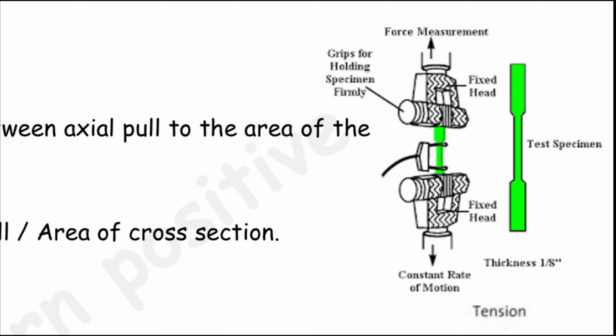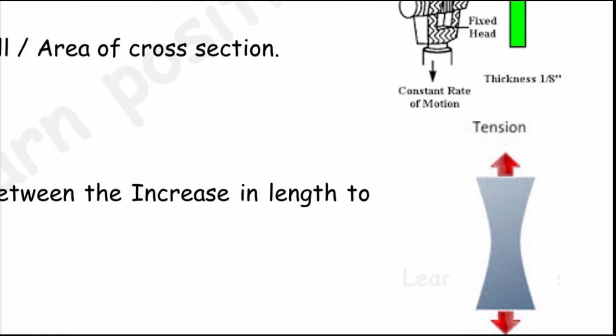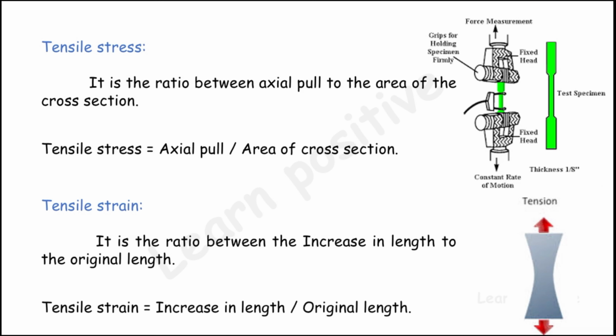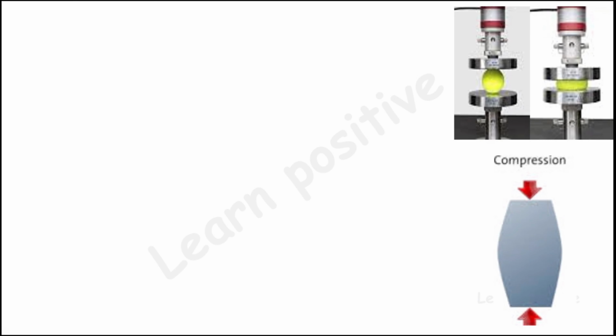Due to the gripper, the rod is given a tensile load and it becomes longer and smaller in its cross section area. And now we are going to see the next one, that is compressive stress.